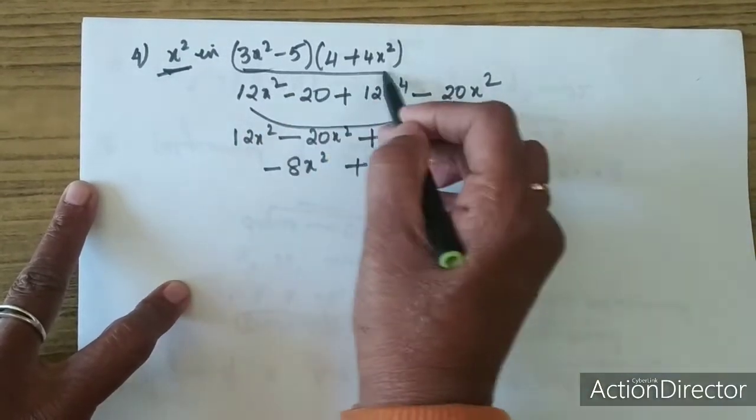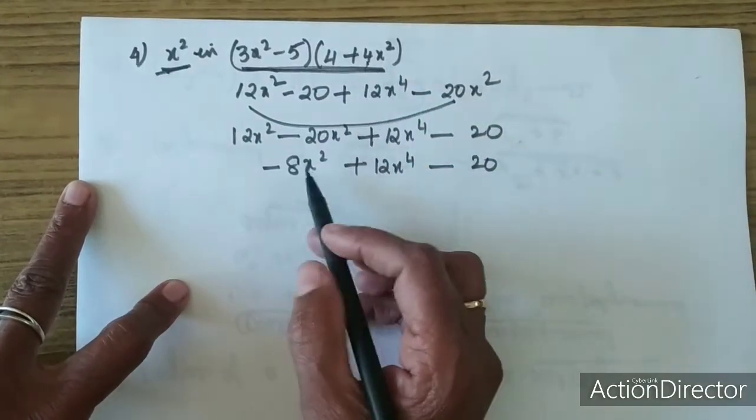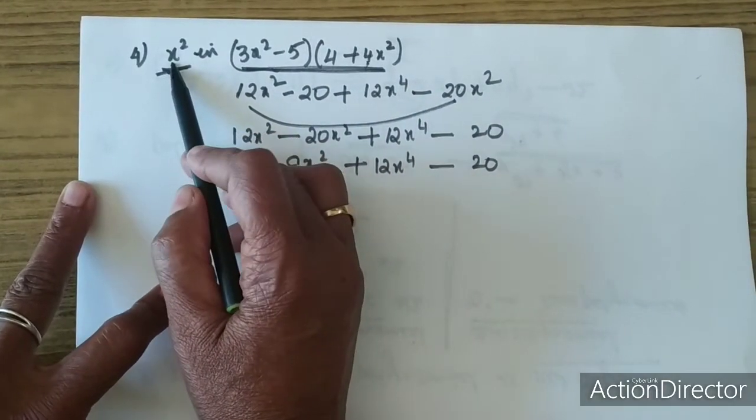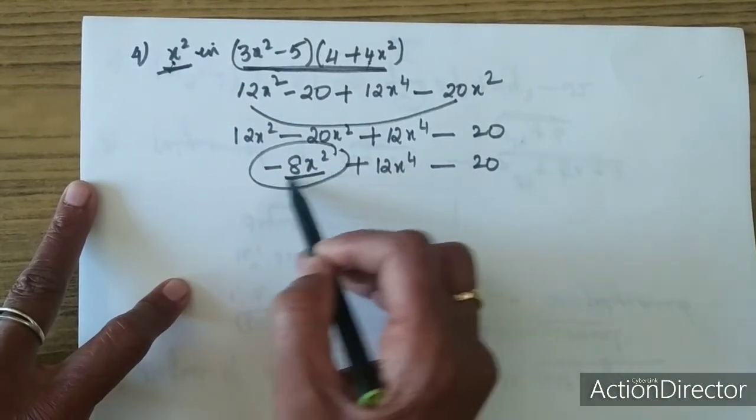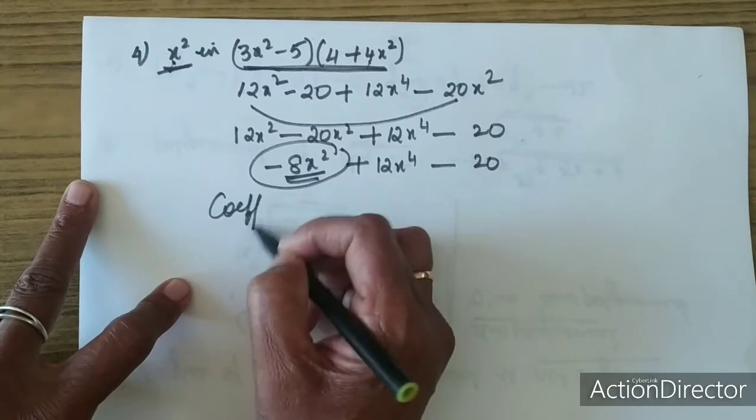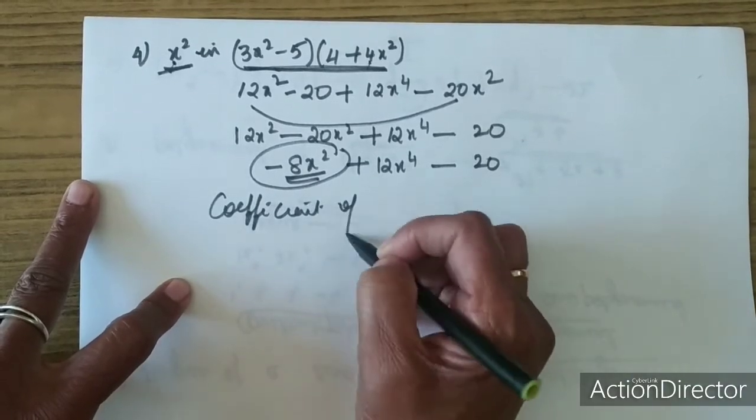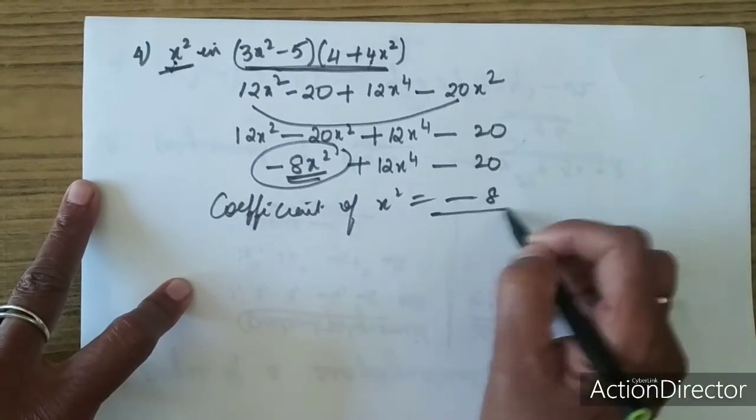So always in these types of sums, first you have to simplify and check. Here it is asked the coefficient of x square. So what is the coefficient of x square over here? The coefficient of x square is equal to minus 8.